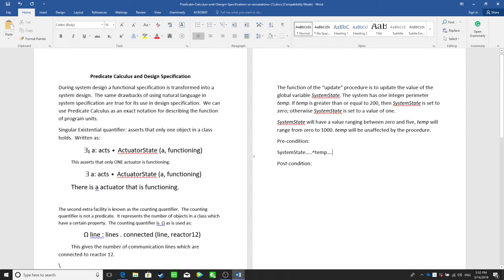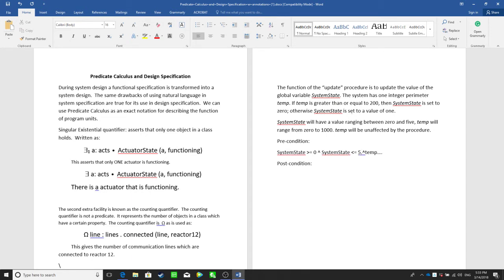Okay, let's see them one by one. For the system state, do we have to meet any requirements before the execution? It has to be between 0 and 5. Yes, great. System state should be greater or equal to 0, and system state should be less or equal to 5, right?